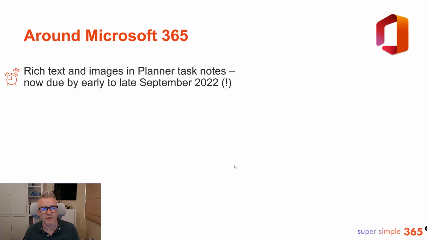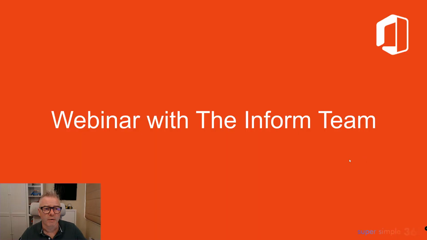Alright, Microsoft 365. This, I have no idea what's going on with this. I feel like I've been telling you about this update for as long as I've been doing updates. The rich text and images in Planner has now been pushed back to September. I have no idea why that gets pushed back. I don't know why it's so difficult. As someone who uses Planner almost every single day, I find that really disappointing. But there you have it. It's pushed back to September. That's got to be at least a year old now, hasn't it? What else do we have?